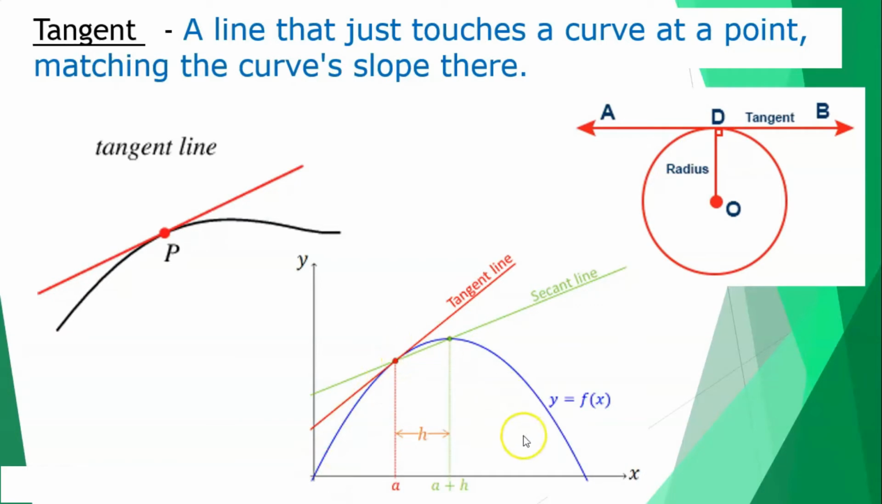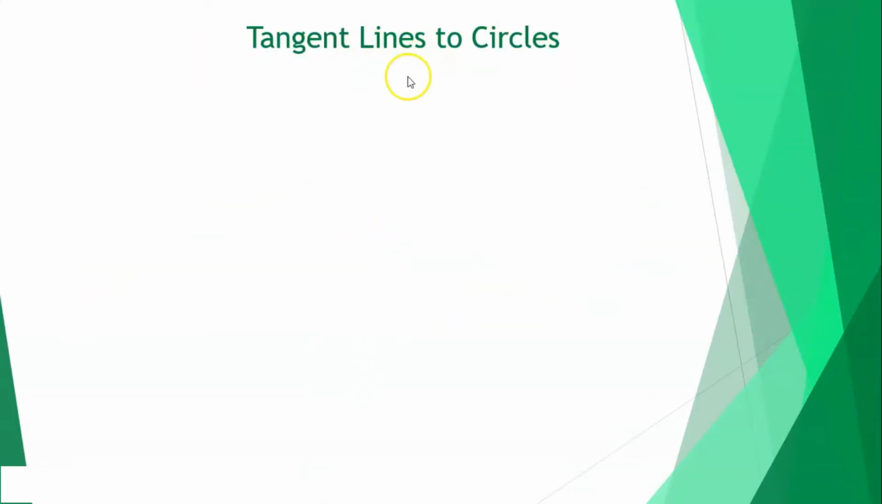It touches the curve at one point, while this green line here is the secant line. It touches the curve at 2 points. Now, tangent lines to a circle.